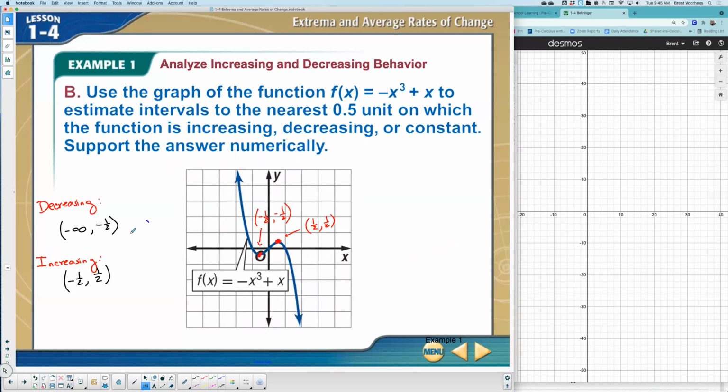Okay, so what does that mean? Since I have a second piece, I still follow the domain rules. If you have a second piece, remember how we did a union? That's what we do here. Union means we have another piece or the word or. So it's decreasing here or over here. So what x value do I start decreasing at? 1/2.